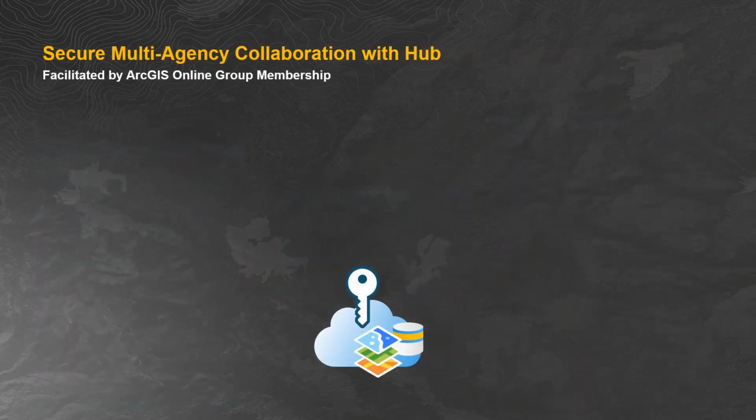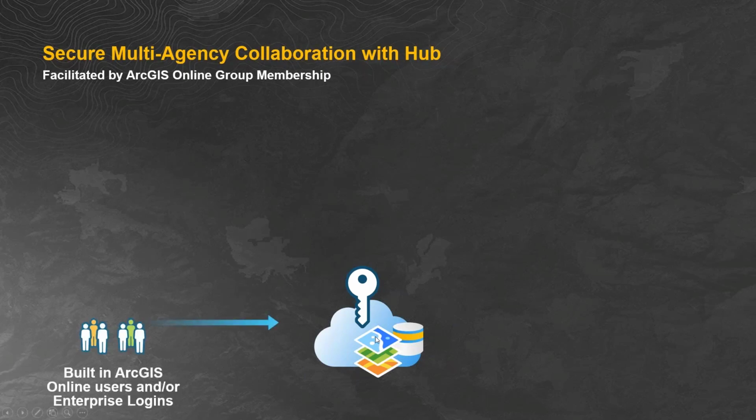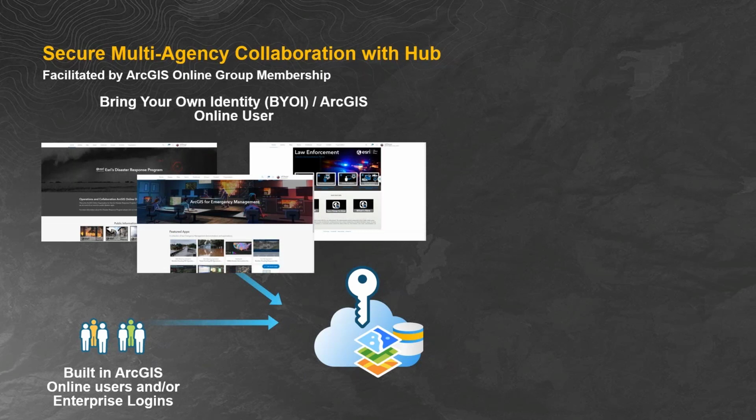And then finally, securely sharing information in a multi-agency fashion with Hub and Hub Premium, and that's really facilitated by group membership. So for example, if you're sharing information, obviously your built-in or enterprise login users can have access to that information. We can add others from different organizations into that group, and kind of a bring your own identity type of approach, and having shared memberships in that group.